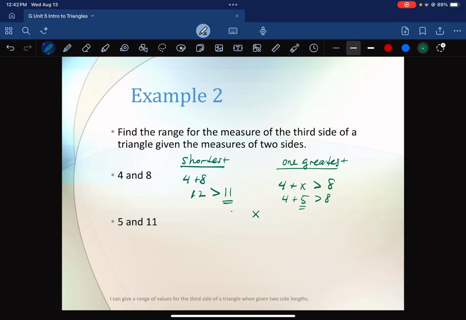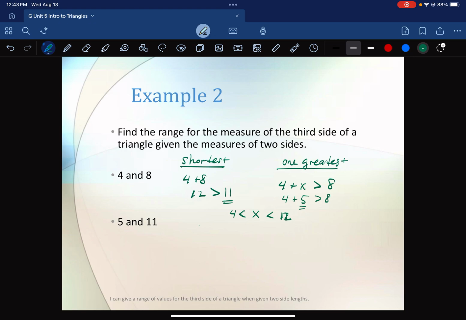Okay, so the smallest it can be is 5. Actually, let's just do this. We're going to put greater than 4, right? It's got to be greater than 4, and it's got to be less than 12. So it's got to be greater than 4 and less than 12. Let's try this next one here.